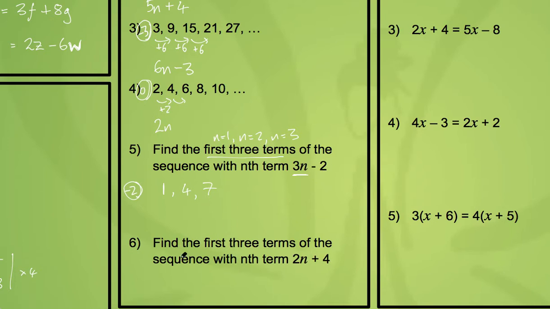Find the first 3 terms of the sequence with nth term 2n plus 4. Again, when n is 1, when n is 2, when n is 3 will give me the first 3 terms. 2 times 1 is 2, plus 4 is 6. 2 times 2 is 4, plus 4 is 8. 2 times 3 is 6, plus 4 is 10. Is this going up in 2s like it should be? Yes, it is. And would the previous term be 4 if there was one? Yes, it would. So everything is matching up for those first 3 terms.